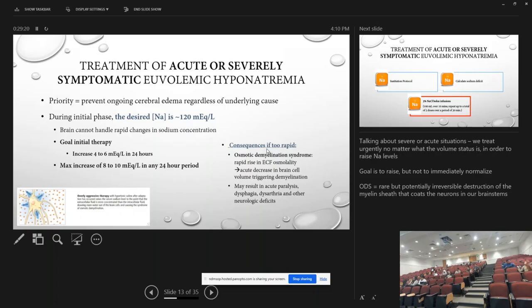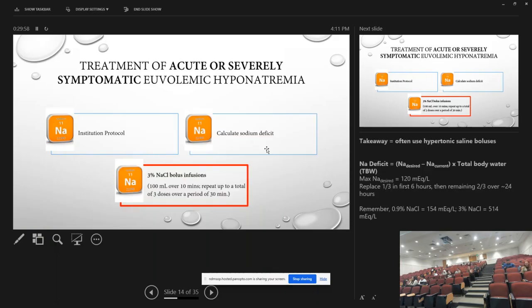And what you want to do is treat to the symptoms. So if they're seizing, you're going to treat until they stop seizing, or until you reach these thresholds I mentioned. If they have a coma, you're going to treat until they're not comatose anymore. So it could take a while depending on the patient. But remember these goals: increase 4 to 6 milliequivalents per liter in 24 hours and no more than 10 milliequivalents per liter in any 24-hour period. We already talked about the consequence of too rapid correction, the osmotic demyelination. That would be the major concern with overtreatment.